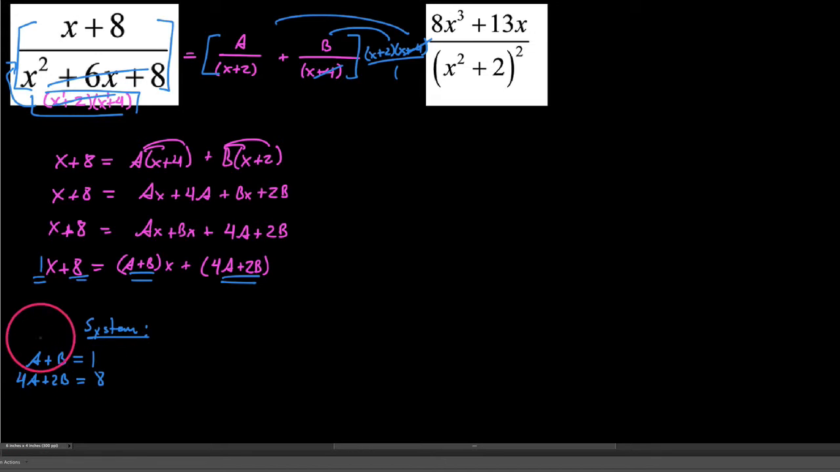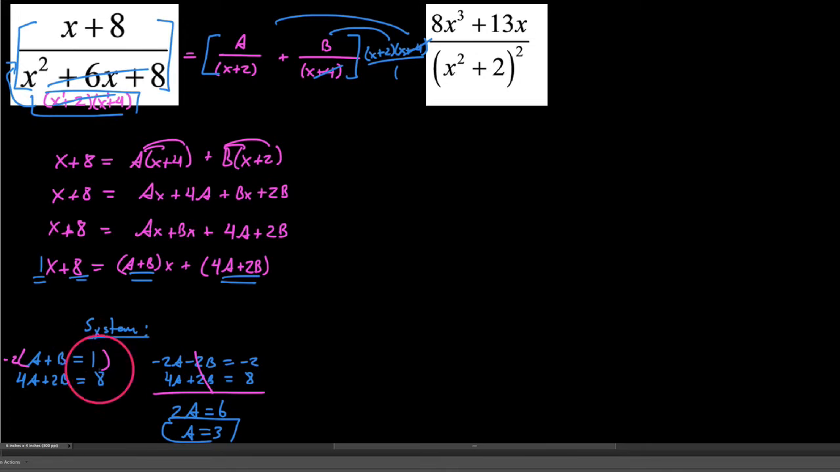is 8. So now we get a system here where we get to solve this with substitution or elimination. Let's go ahead and do an elimination. Let's multiply this first equation, how about by negative 2? If we do that, we get a new system: negative 2A minus 2B equals negative 2. And then down here we have 4A + 2B is equal to 8. And our Bs now cancel out. We get left with 2A equaling 6. So A must be 3.